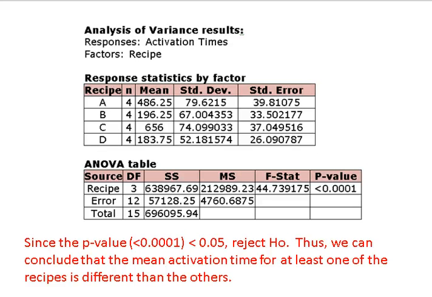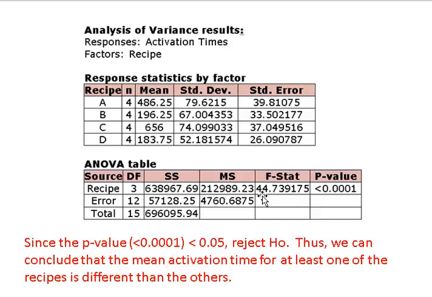So you've got the responses. This is the sample data. Notice again the standard deviations, the spreads of the samples, are about the same. That's what we were hoping for in our assumptions. The mean squared recipe, mean squared treatment, is about 212,000, it's quite large. The mean squared error is only 4,700. When we take the ratio of those two, we get an F statistic of a little bit more than 44. As you can see, that's significantly greater than 1.